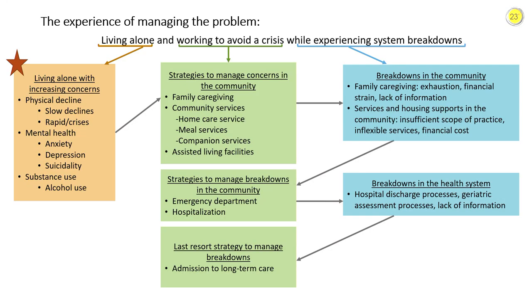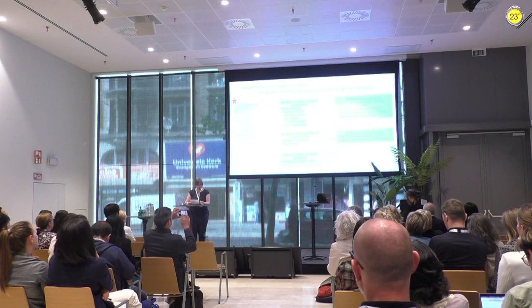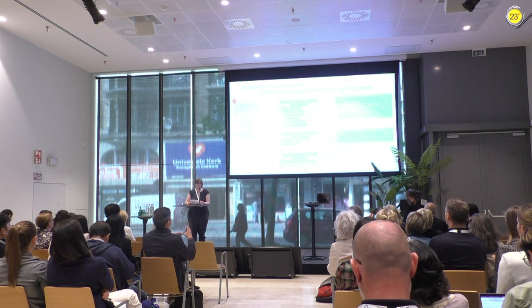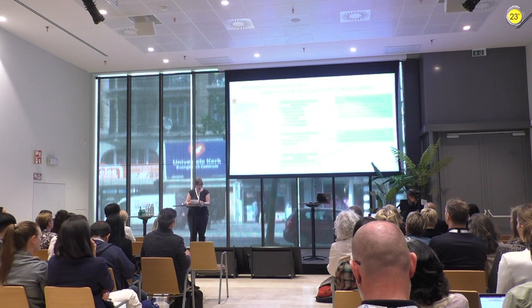Almost every resident that I talked to was living alone, and if they weren't living alone, they were living in a situation that was not very supportive, like with an abusive spouse, for example. So they were living alone with increasing concerns. They had these physical declines that were happening. They had mental health concerns that were not flagged by the medical system. They had anxiety and depression about their situation, and residents told me stories of suicidality as well. A few of them had substance use problems, all alcohol use problems, and these too were unflagged by the medical system. Then they were working to avoid a crisis, and they had strategies for that.